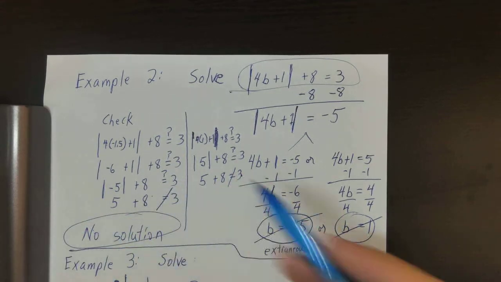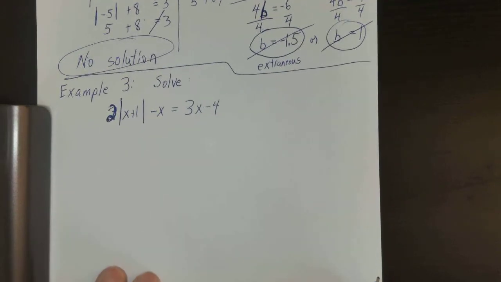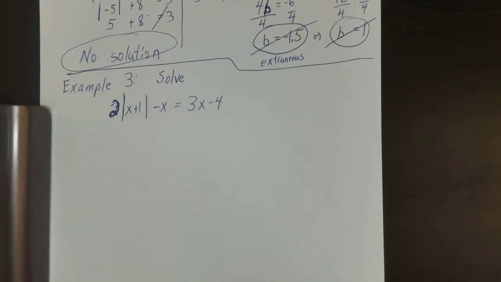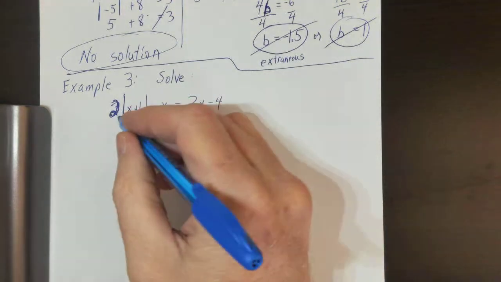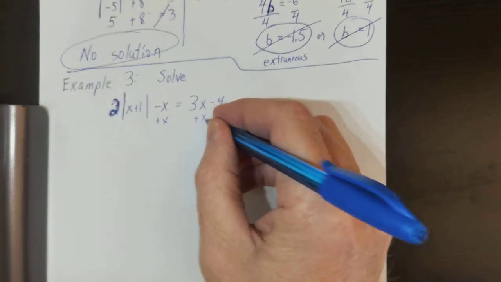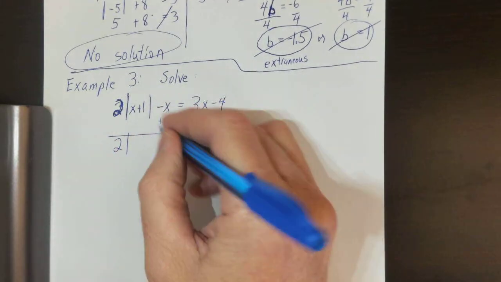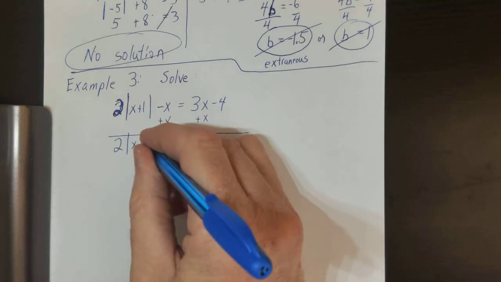That's why it's necessary to check. All right, let's look at this one last one. I'm going to isolate this absolute value. So I'm going to add x here and add x here. Do the same to both sides. I want to get rid of that minus x, so that's how I'm doing it.